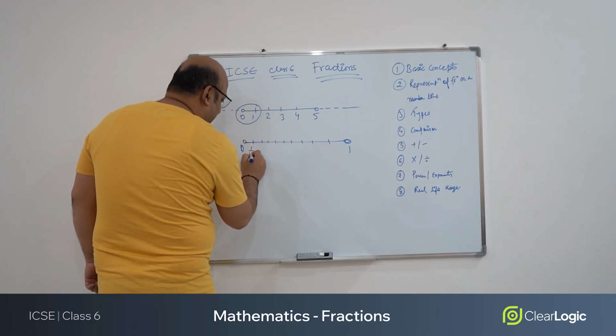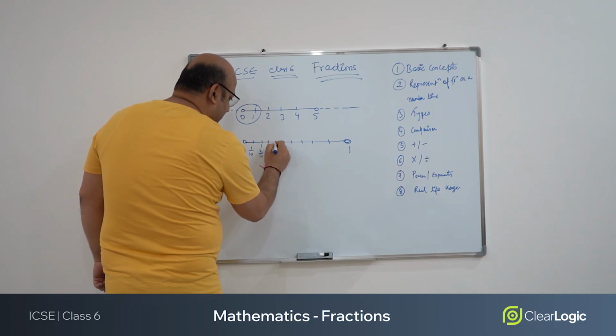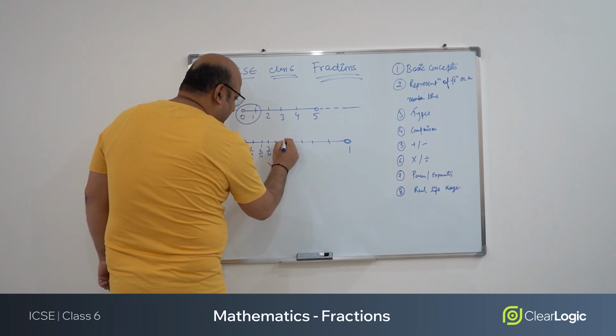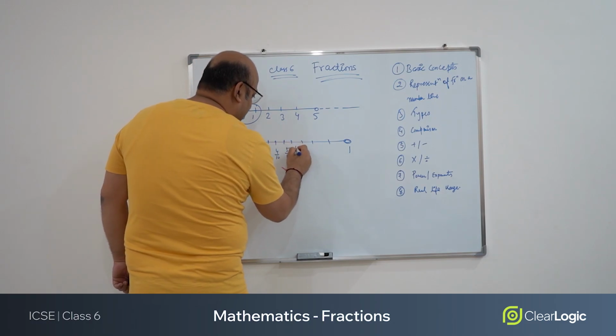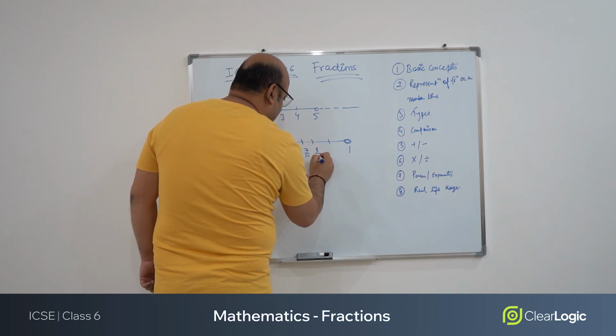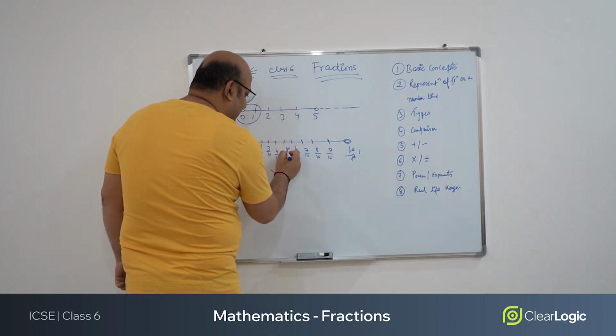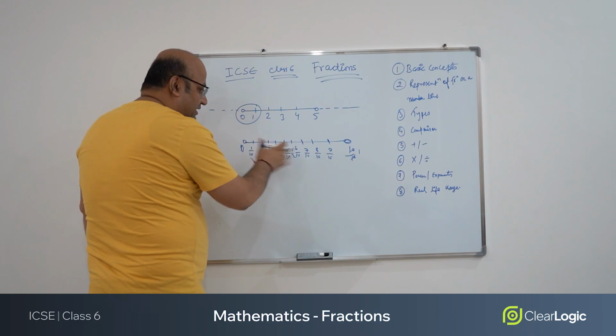So the first part will be 1 by 10, this will be 2 by 10, this part will be 3 by 10, this will be 4 by 10, this will be 5 by 10, this will be 6 by 10, this will be 7 by 10, this will be 8 by 10, this will be 9 by 10 and this will be 10 by 10, or we call it 1. This 5 by 10 will be 1 by 2. This is the halfway point between these numbers.